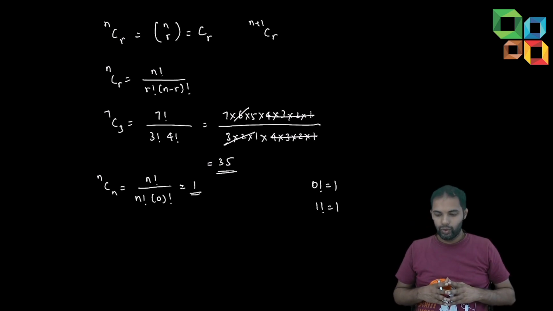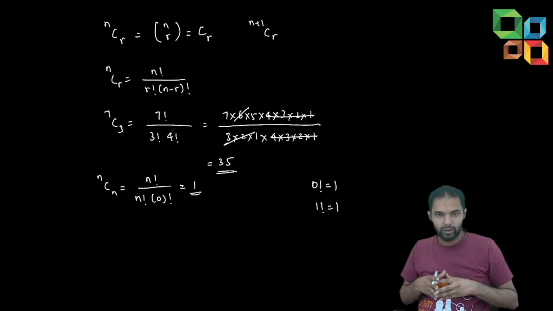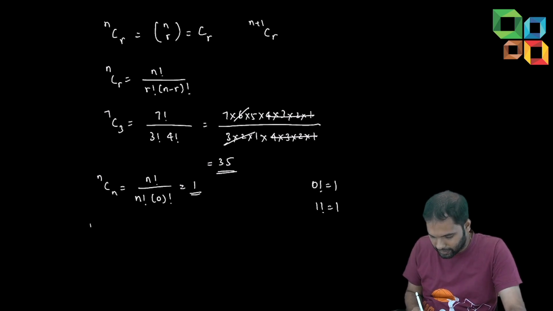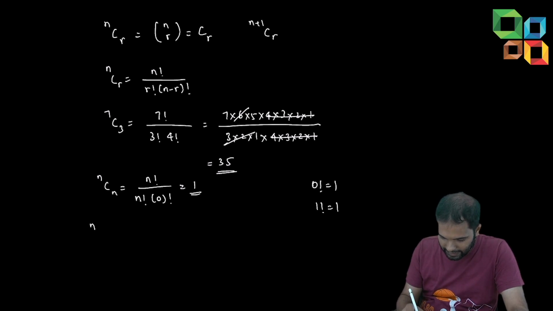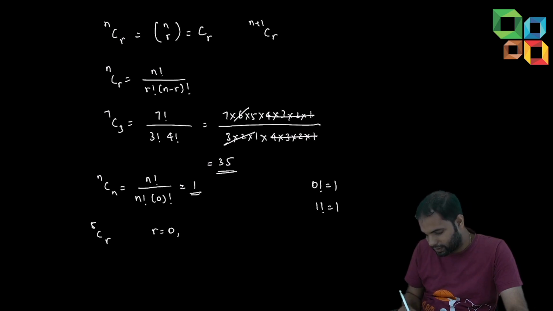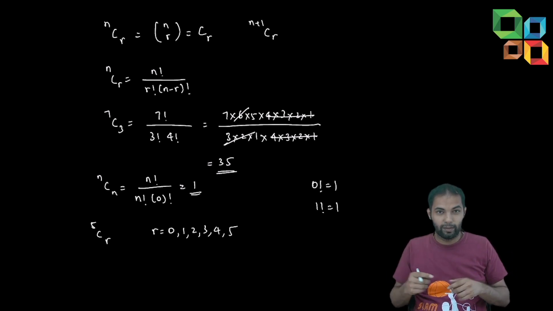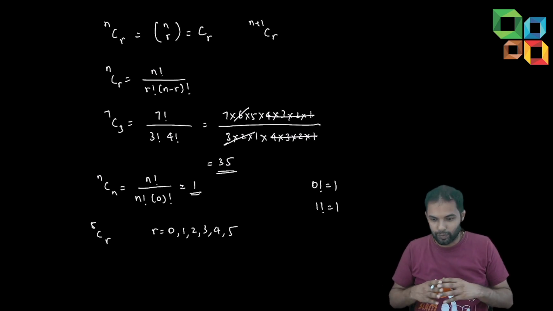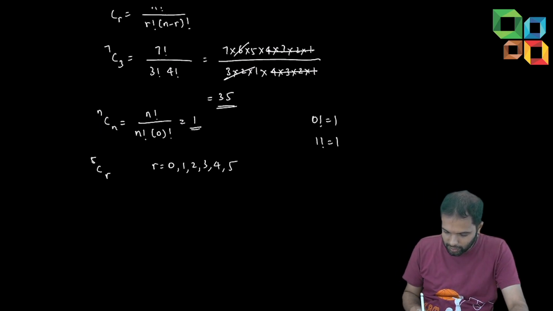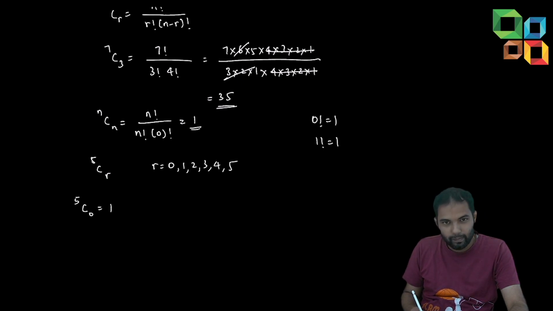I think just for practice, you can simply use the formula and try to figure out, let's not take n, let's say 5C0, or figure out what 5Cr is, where r is equal to 0, 1, 2, 3, 4, 5. Figure out all the values, starting with 5C0, 5C1, 5C2, 5C3, and so on. If you have tried that, you would have got 5C0 as 1. I think you would have got 5C5 also as 1.